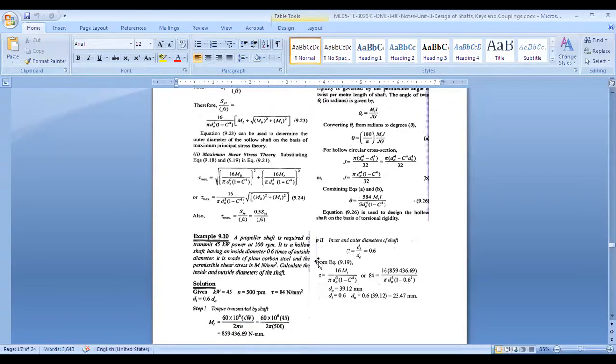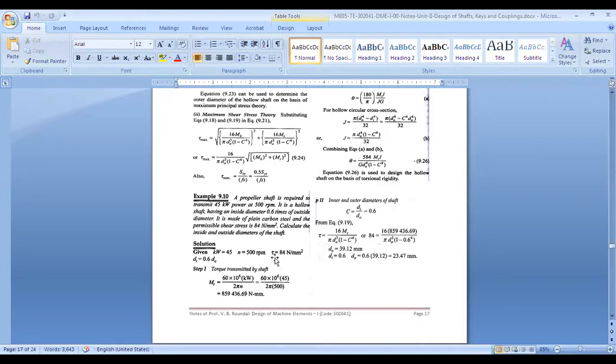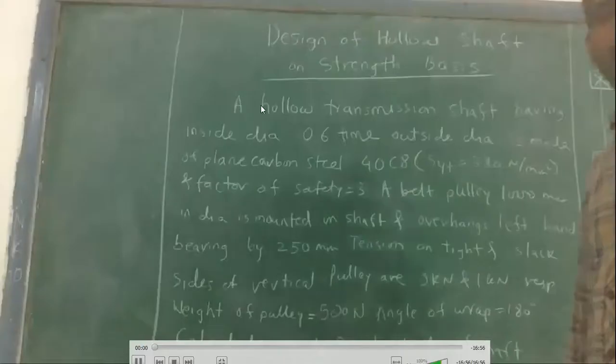Okay, so now we have this 9.10 example from the book. We have gone through that. Now I will take another proper example of a design of a hollow shaft. For that I need to close this sharing and share a video with you. Let me just share that video with you. Again, if I am not audible in this video, let me know. Let me just share how to design the hollow shaft.